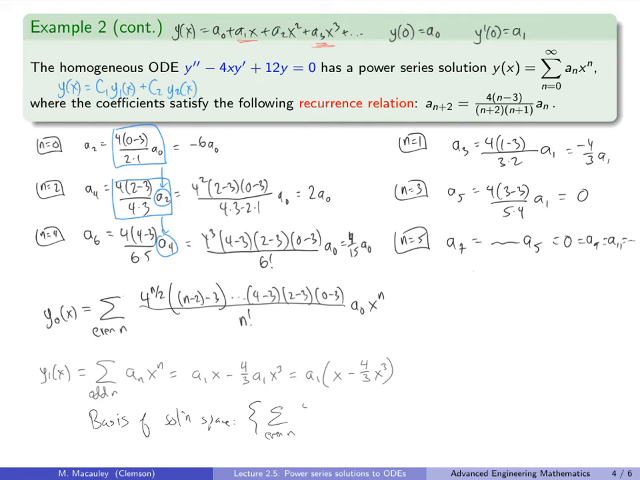even n, 4 to the n over 2, n minus 2 minus 3, dot, dot, dot, 2 minus 3, 0 minus 3, over n factorial, times x to the n, and x minus 4/3 x cubed. So here are 2 linearly independent solutions that form a basis for the solution space.